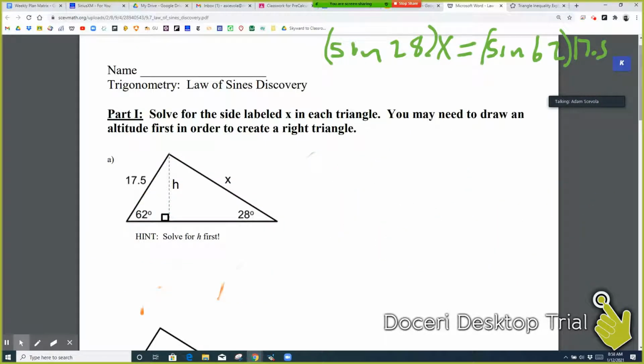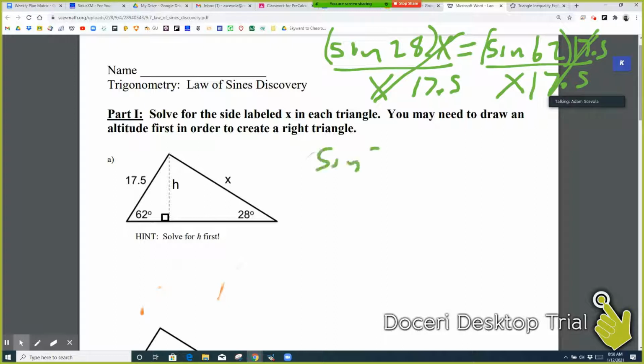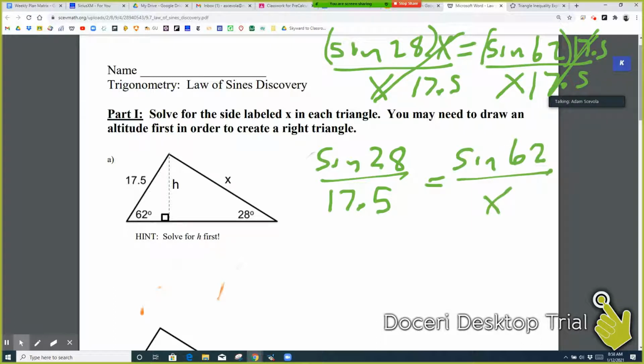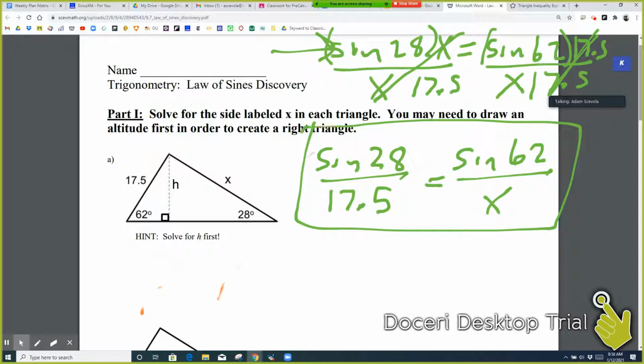Now, I'm going to erase this so I have room. If I just rewrite this as a ratio, I'm going to divide this side by x and this side by x, and that'll cancel out. Then I'll divide this side by 17.5 and this side by 17.5, and that'll cancel out. We end up getting the sine of 28 over 17.5 is equal to the sine of 62 over x. Now we could solve for x by cross multiplying. I could have solved for x up here without doing this step, but I wanted to do this step to show you this is the law of sines.